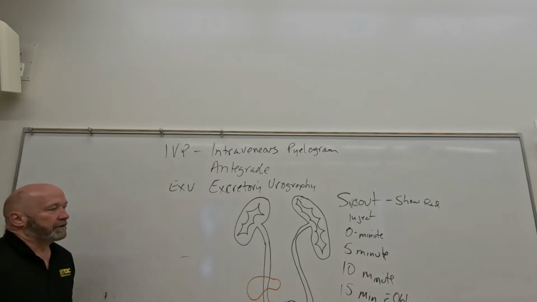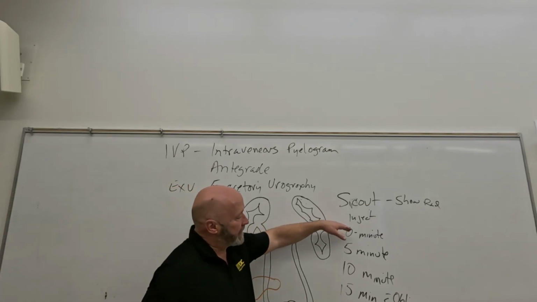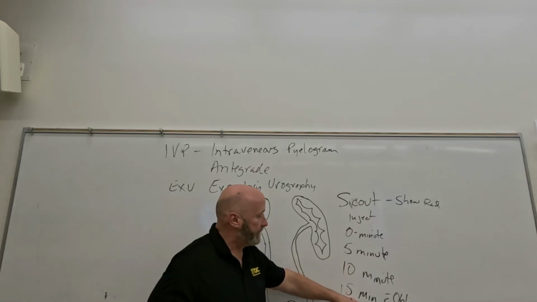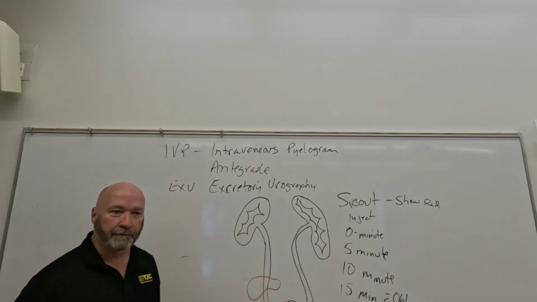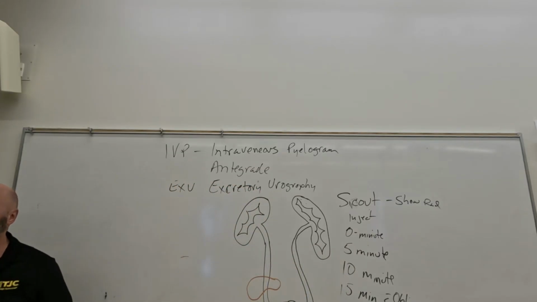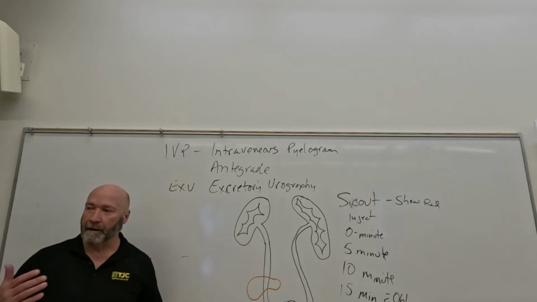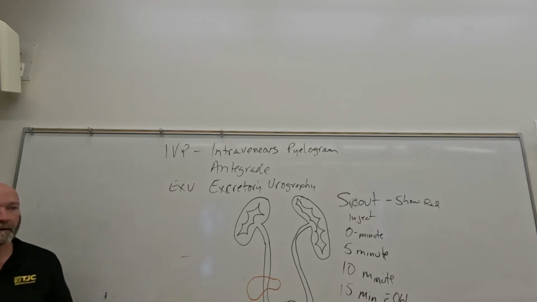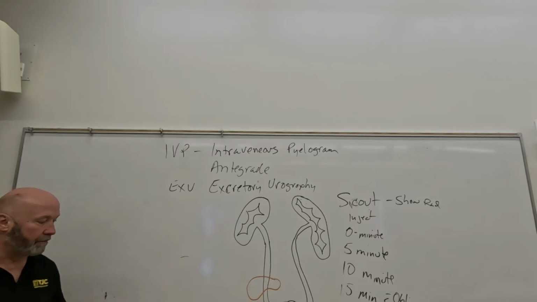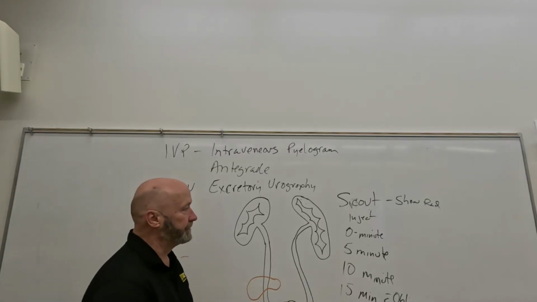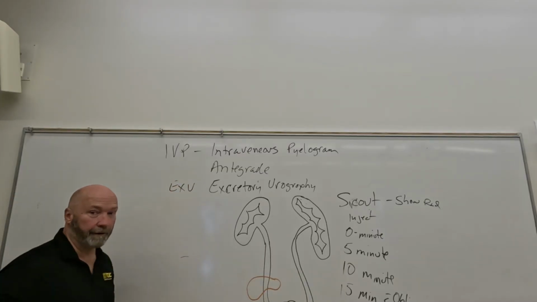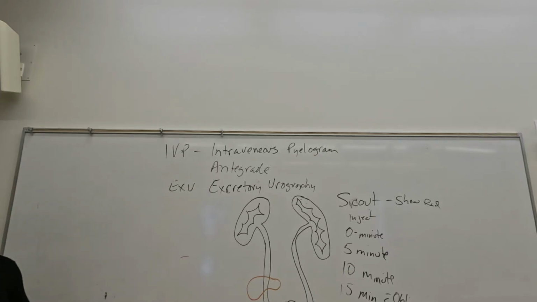Okay. So again, scout, inject, 0 minute, 5 minutes, 10 minutes, 15 minute, post void, maybe upright, maybe 15 minute with obliques, post void, maybe upright, maybe a caudal angulation. That's generally your IVP. Okay. May never shoot one. We may go through the rest of your career with everybody going to CT, still on registry.